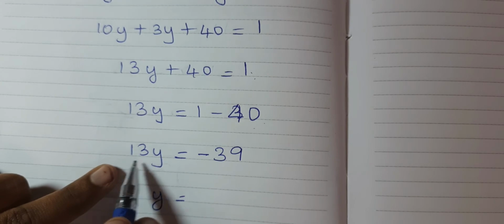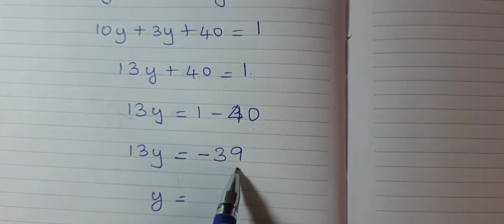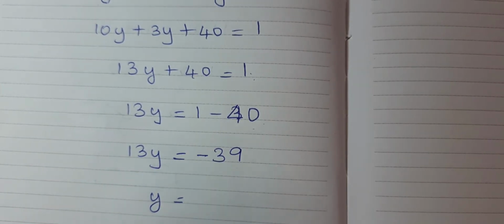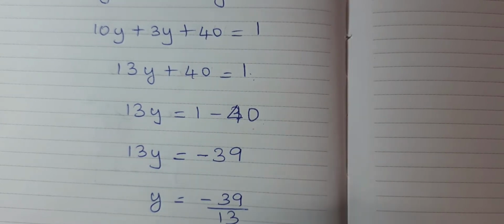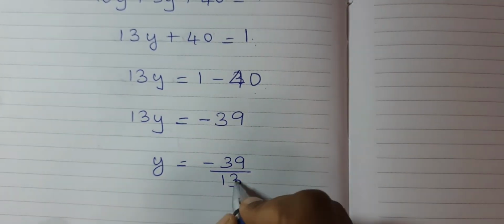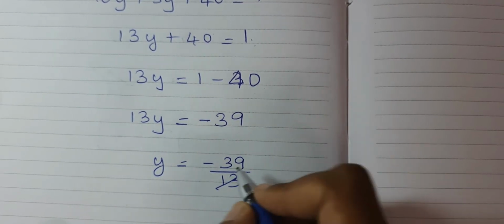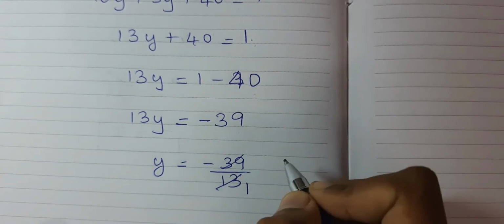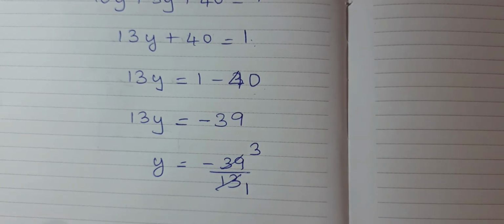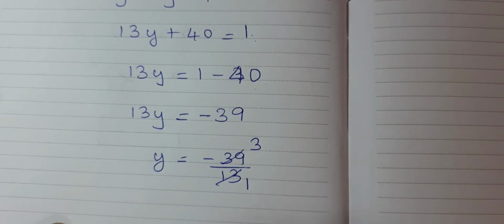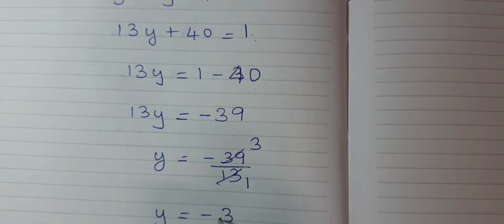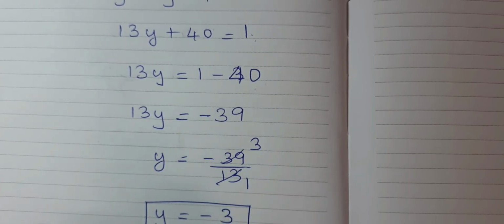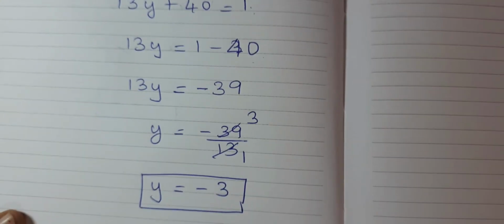Next, I have to find y. 13 into y is in multiplication. When multiplication goes to this side, it will become division. So minus 39 divided by 13. 1 13 is 13. Next, 3 13s are 39. So y equal to minus 3. So the answer for y is minus 3.